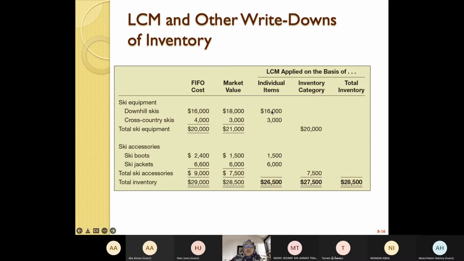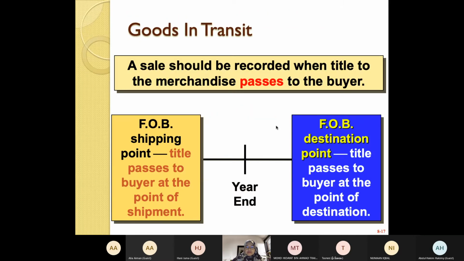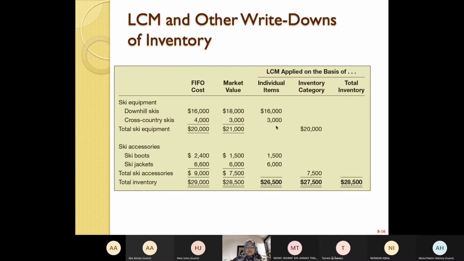So how are you going to decide? Or you have decided, but how are you going to record these adjustments? If you take the cost, there's no problem because whatever you have in your accounting is always at cost. But when you have to take the market value, then you have to do an adjustment because the market value in this case is lower. So how is that adjustment done? It's not shown here.